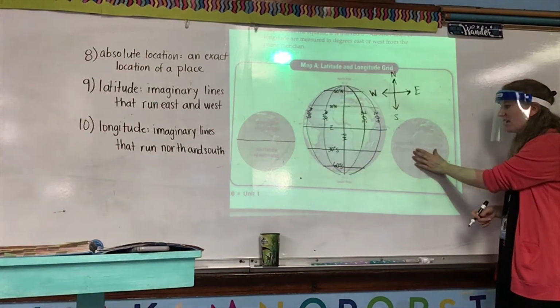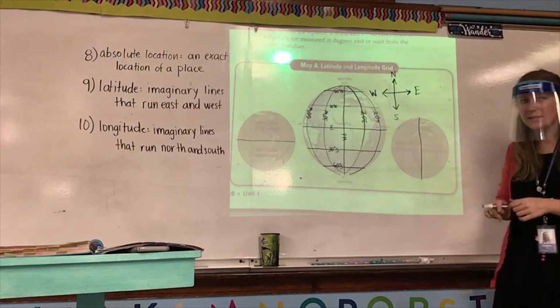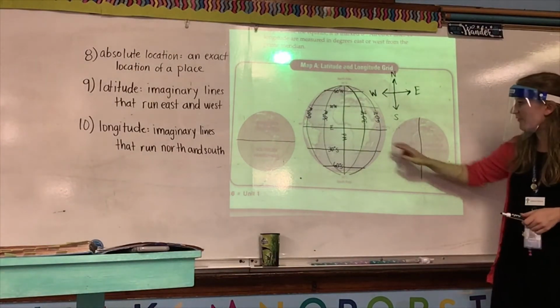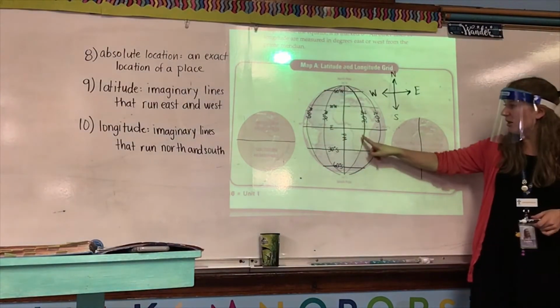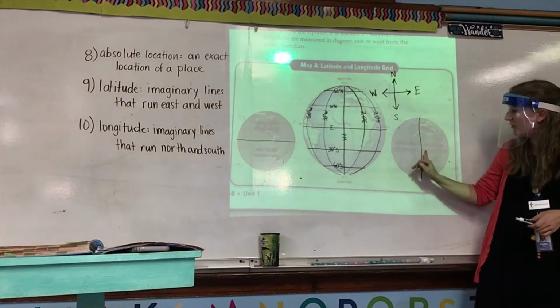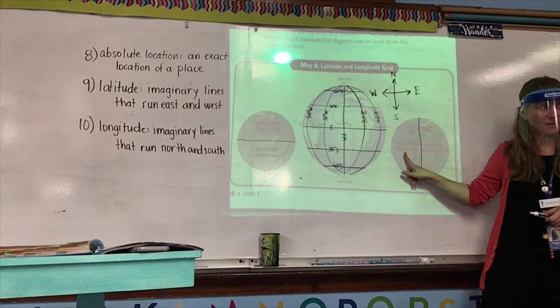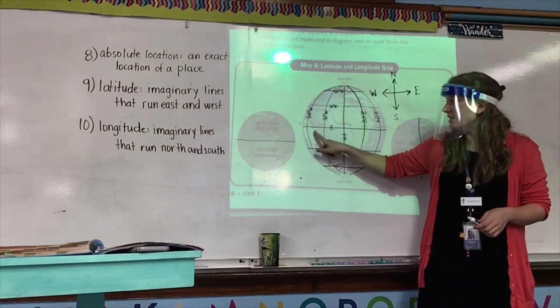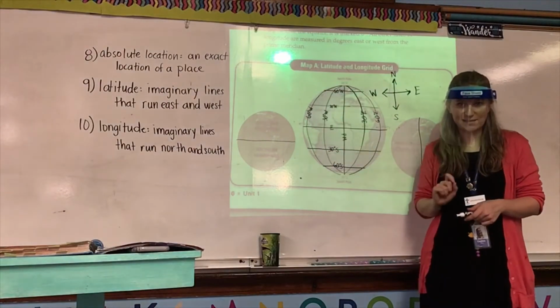If we look at the eastern and western hemisphere, well, here's the prime meridian. Everything to the right is the eastern hemisphere. All of those lines of longitude are marked degrees east. Everything to the left of the prime meridian is the western hemisphere. All of these lines of longitude are marked degrees west.